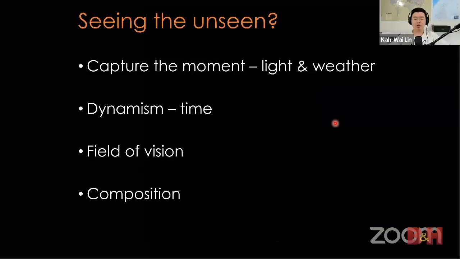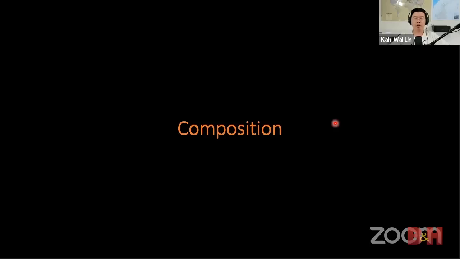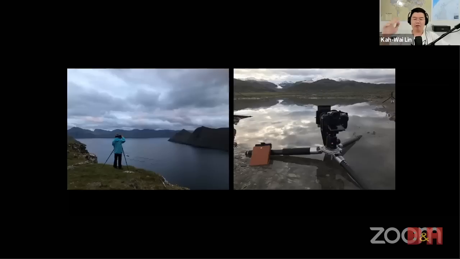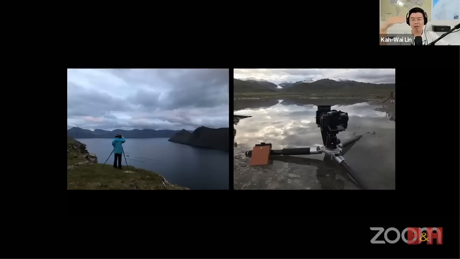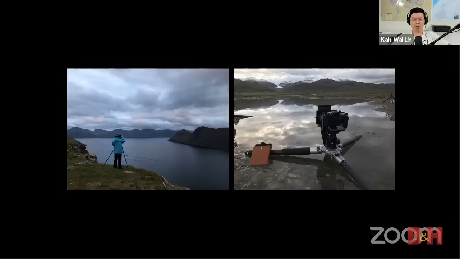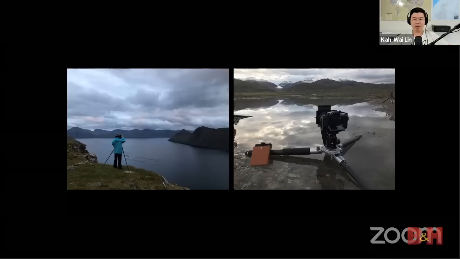Okay, so the last thing I want to share with you is how to use color composition to create something unique, something that is not easily seen by the naked eye. The first thing I want to share with you is the height of the tripod. People have been so comfortable working with the tripod at eye level. But what you see at eye level is what everybody sees. There's no visual impact, nothing special.